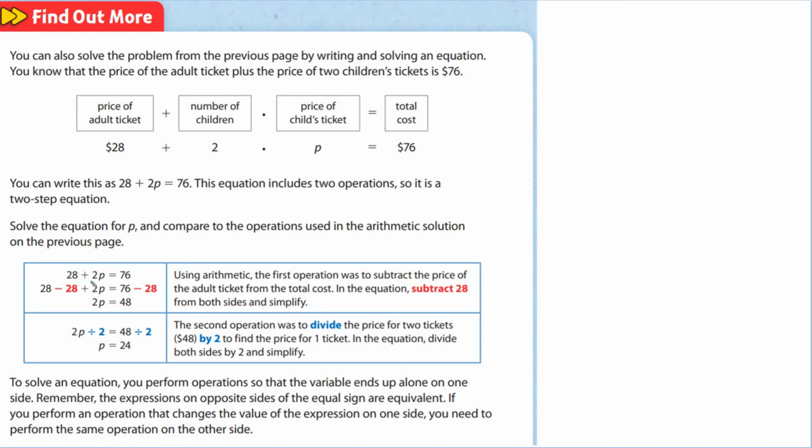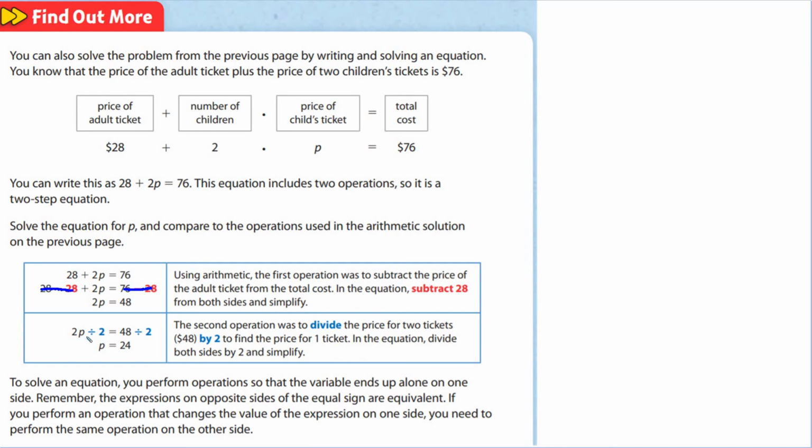Okay, so we know order of operations tells us to multiply first and then to add. But because we're doing the inverse of order of operations to solve for the equations, we're going to subtract 28 from both sides of the equation. 28 minus 28 is 0. 76 minus 28 is 48. And now you have to ask yourself, 2 times what equals 48? So you're going to divide by 2, because the inverse operation of multiplication is division.